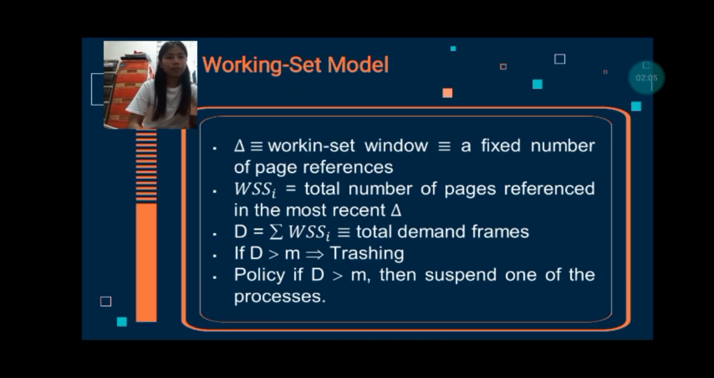Working set model. The working set window is a fixed number of page references. WSS is the working set size, the total number of pages referenced in the most recent window. D equals the sum of WSS, the total demand for frames. If D is greater than M, then thrashing occurs. Policy: if D is greater than M, then suspend one of the processes.